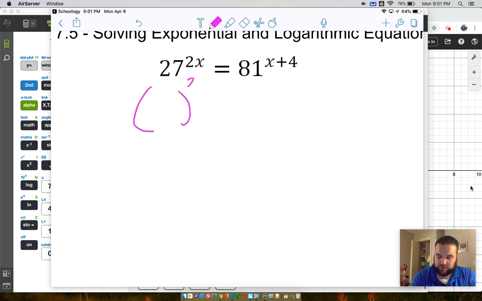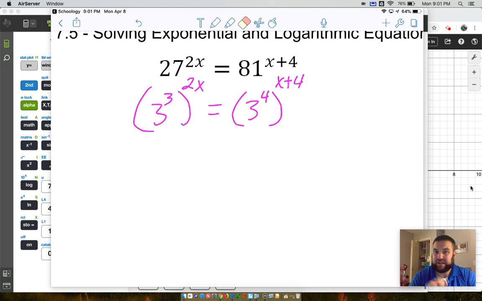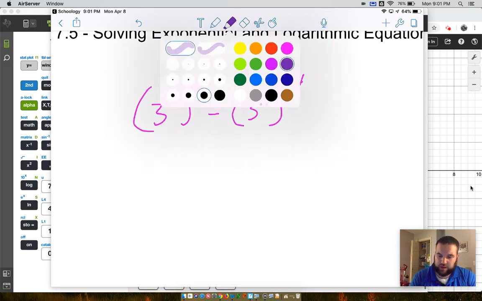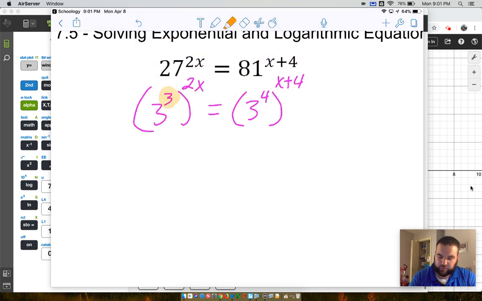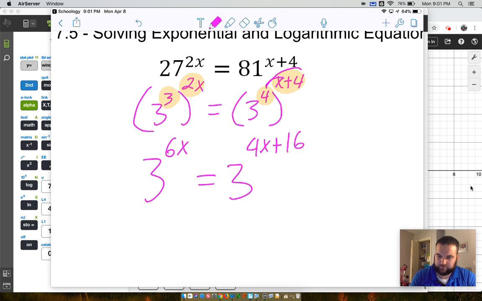So what I can do is I can rewrite this as 27 is 3 to the 3rd power, and 81 is 3 to the 4th power, keeping everything else the same. But now that I have an exponent that's raised to another exponent, I'm going to go ahead and multiply my powers together. So 3 times 2x will be 6x, and then 4 times x plus 4. I do have to kind of distribute that 4. So this will be 3 to the 4x plus 16. Okay.